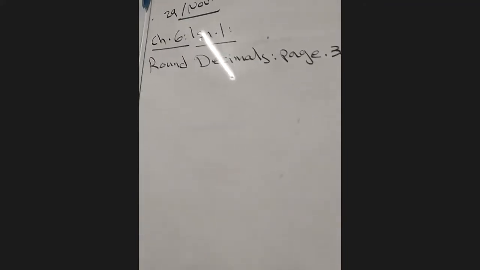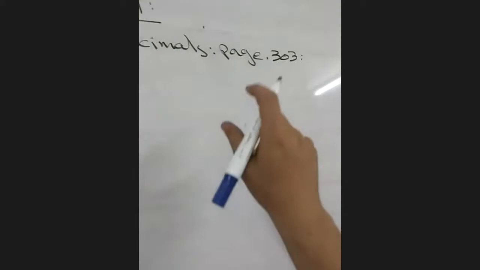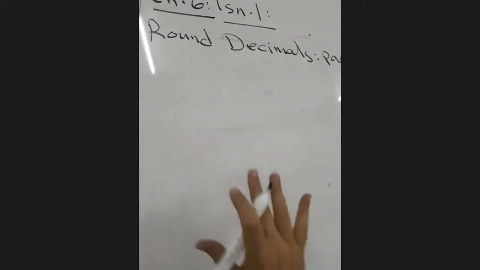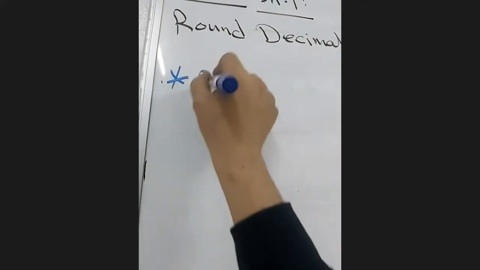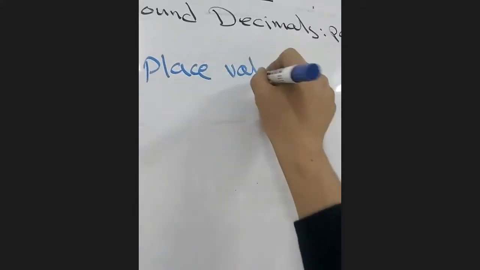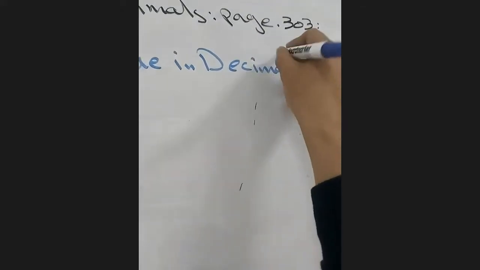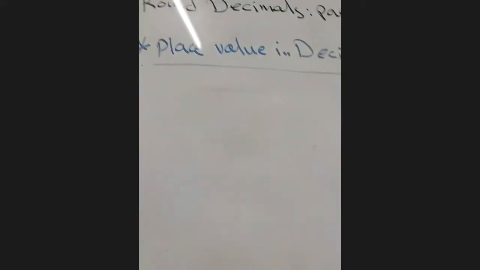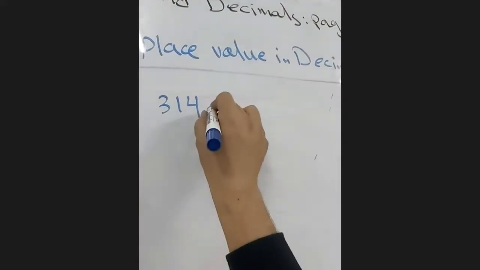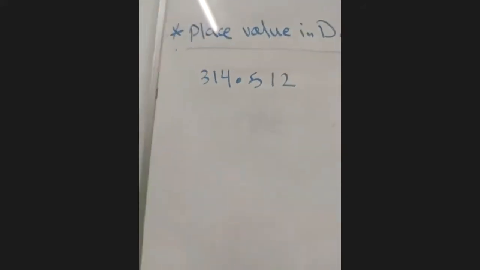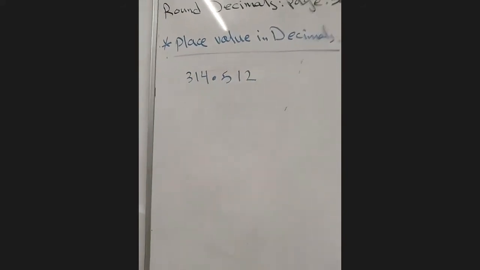Okay, now guys, let's remember a few things before we start with this lesson, how to round decimals. We are on page 303, so leave everything, just focus with me here, please. Now, let's remember how to place value in decimals. For example, if we have this decimal 314.512, how to place value, guys, with this decimal?